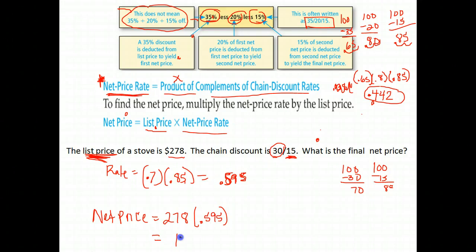And when you do, you get $165.41. So that is the amount the person would actually pay for a stove that was originally $278 if they got 15% off and then 30% off.